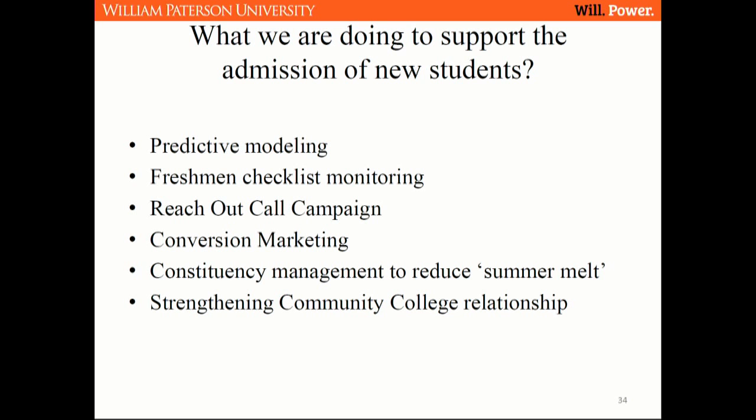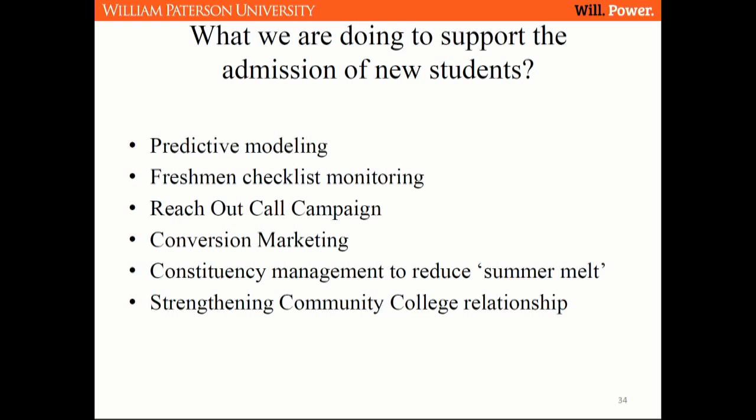Admissions, in partnership with Academic Affairs, is engaged in a reach-out call campaign. I think this is a good step in the right direction. I think it's even more important now, since some of the spring events will be canceled or postponed in terms of face-to-face interactions. So I think those kinds of outreaches will be very important for us in meeting the spring goal. Conversion marketing and constituency management to reduce summer melt is also important in terms of admissions.